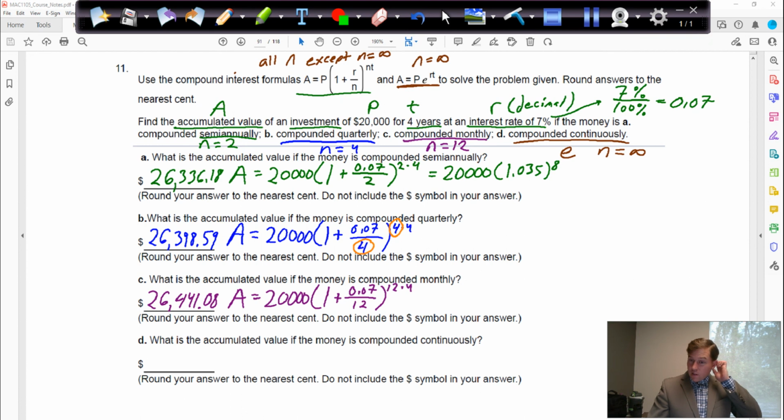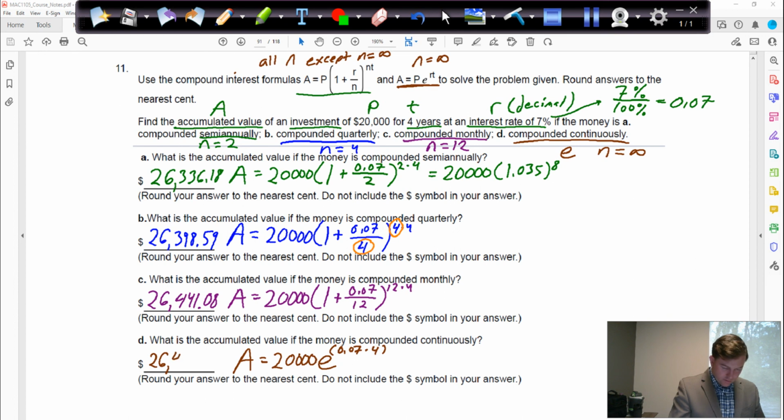Okay, then the last one uses a different formula. So continuously, we use PERT, principal 20,000, times E, that button on your calculator, raised to the 0.07 times the number of years, which is 4. So you'll have to take 0.07 times 4, use that as the exponent for your E key on your calculator, multiply by 20,000, and you should get $26,462.60.